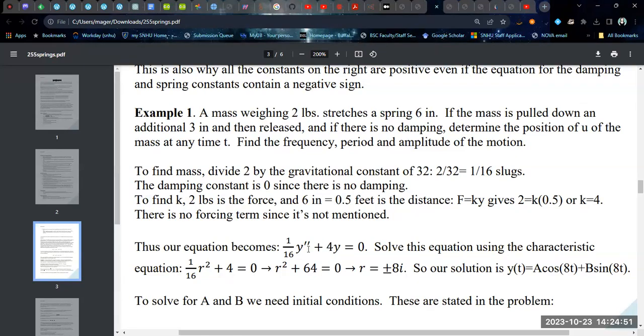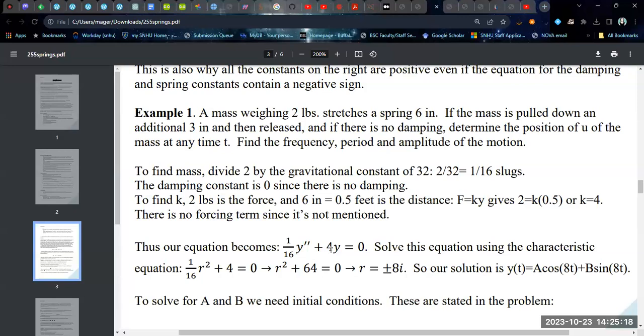So remember, gamma is 0, m is 1/16, k is 4, and we have no forcing term since it's not mentioned in the problem. Now, our initial conditions are also provided. It's pulled down an additional 3 inches. So that was one of the examples that we did earlier. That's y of 0 is -1/4, and then it's released. So y prime of 0 is 0.